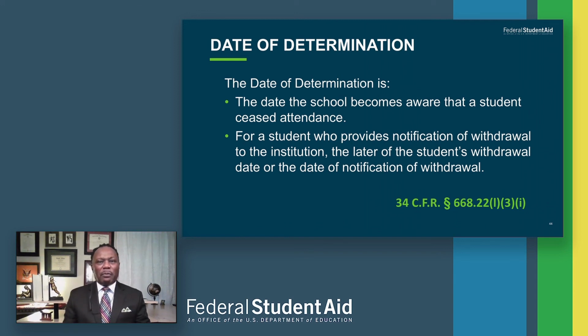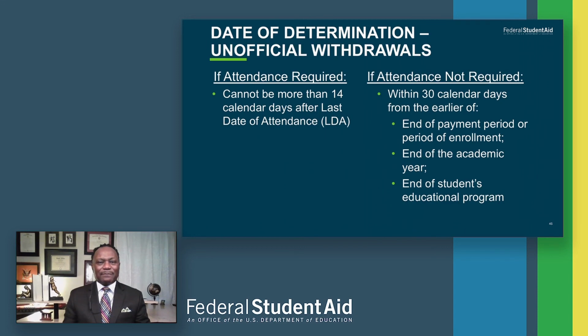For those students who provide notification of withdrawal, you will use the date of notification as the date of withdrawal unless the actual withdrawal date is later due to perhaps an academic related activity. In such cases, you cannot have the date of determination preceding the actual withdrawal, and you must use the later of either the notification or the withdrawal date as the date of determination.